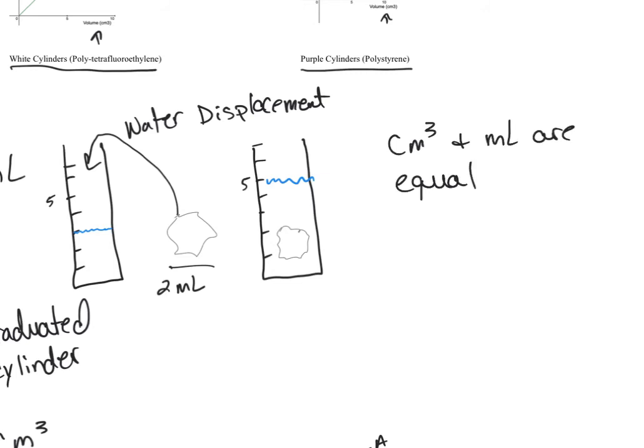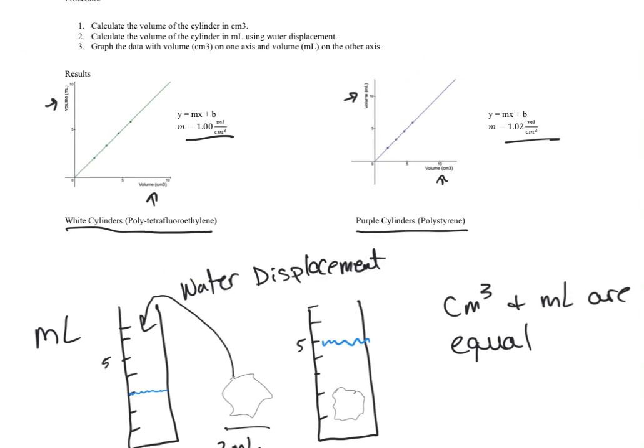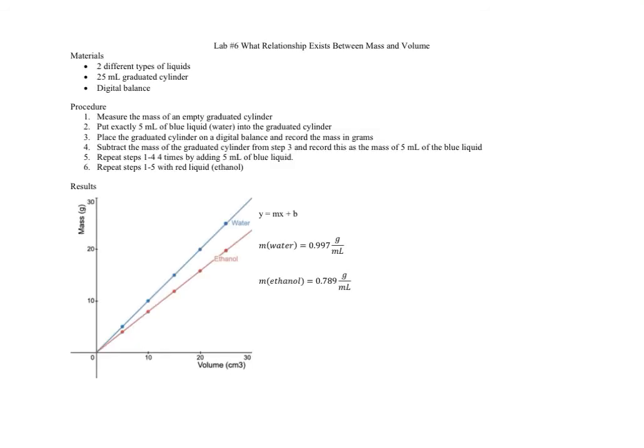One important thing I can say here is that it doesn't matter what the type of substance is. The white cylinder showed us a slope of 1, and the purple cylinders also showed us a slope of 1, so the relationship is the same no matter what type of cylinder you have. Now we've talked about mass and we've talked about volume, so we're going to look to see if there's a relationship between the two.